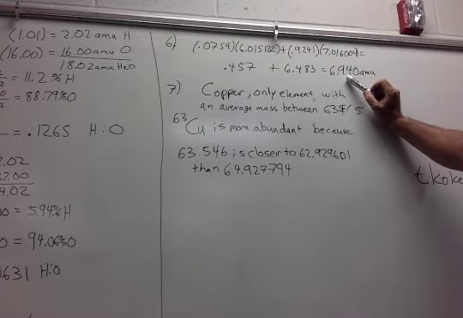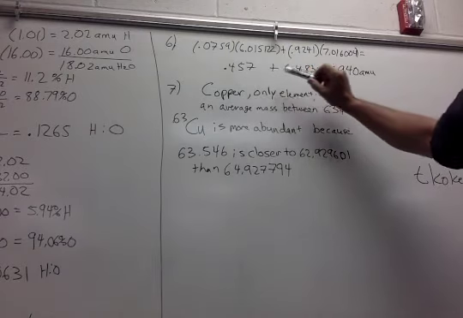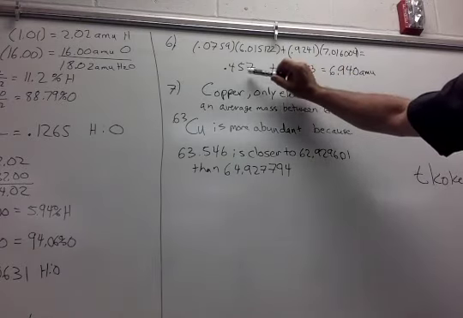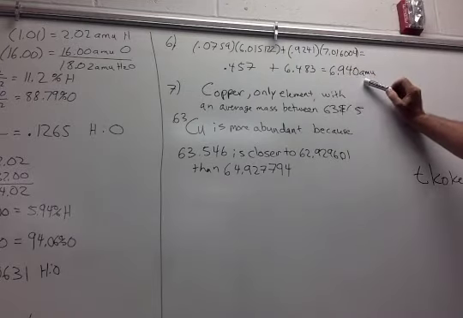I believe the periodic table gives 6.941. But remember, in addition, even though this has 3 sig figs and this has 4, this goes to 3 decimal places, this goes to 3 decimal places, so the answer goes to 3 decimal places.